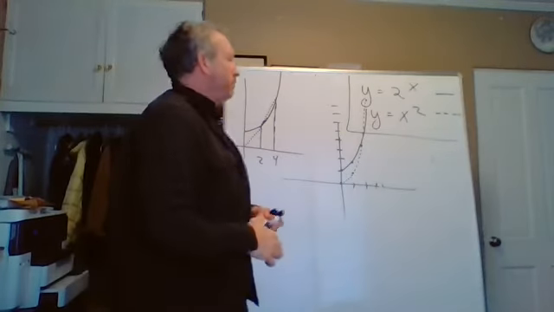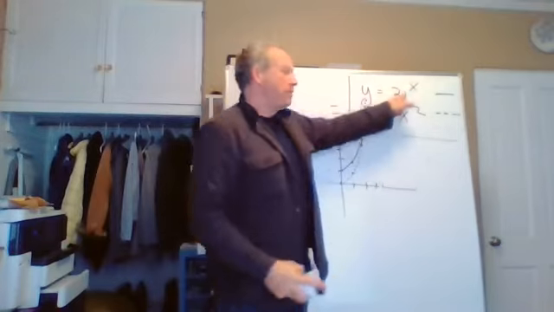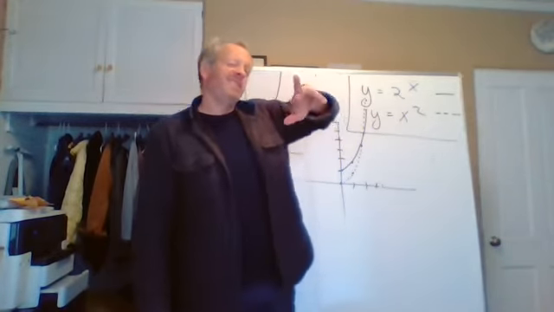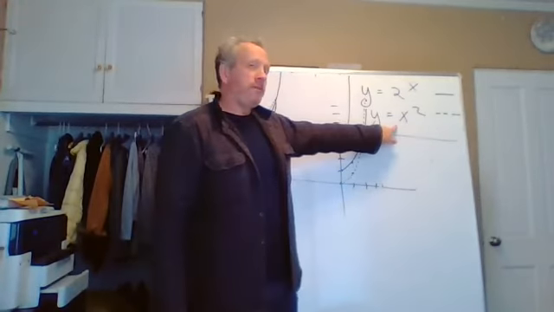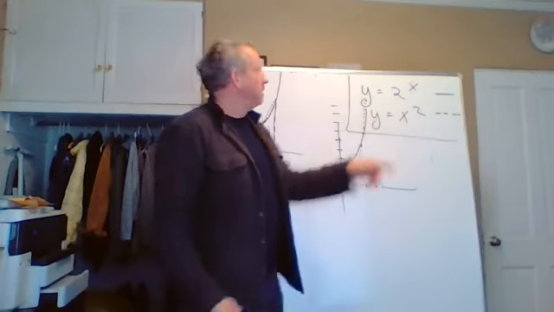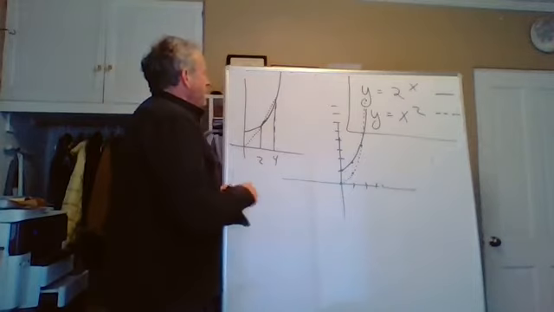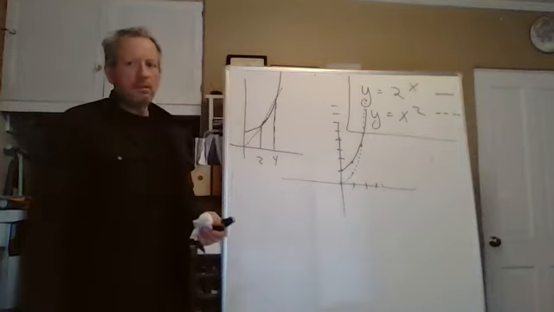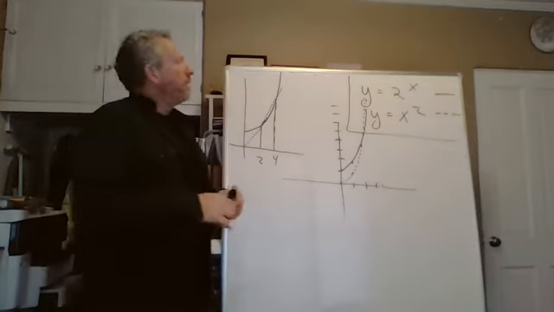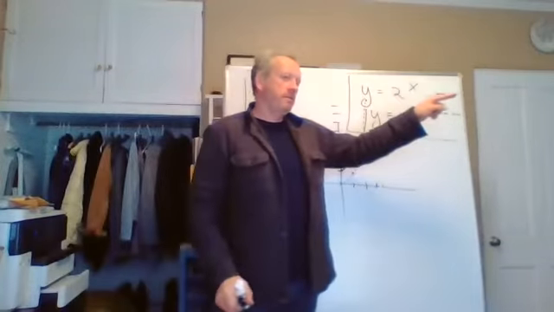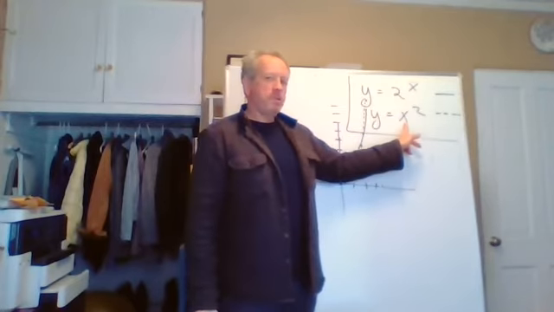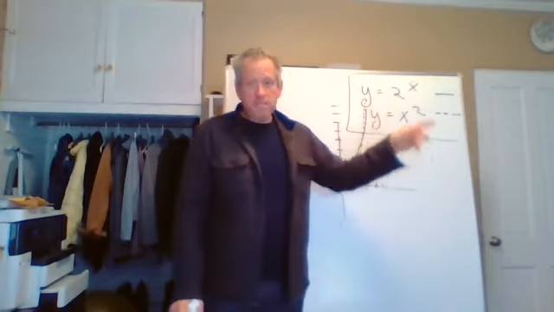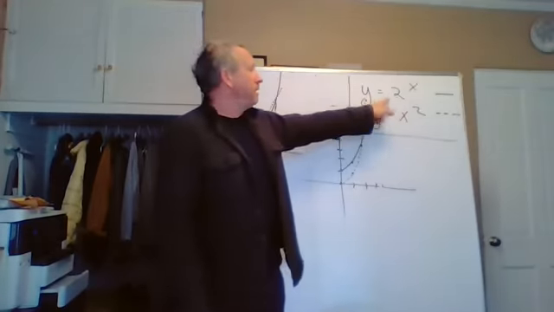Now, let's consider what happens when you move beyond that. How about 5? What's 2 to the 5th? 2, 4, 8, 16, 32. What's 5 squared? 25. Well, now the solid line is way ahead of the dashed line. What about a 6? What's 2 to the 6th? 64. What's 6 squared? 36. 64, 36. This is really winning the race. Let's go up to 10. Try 10. What's 2 to the 10th?